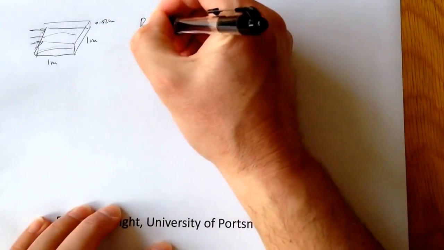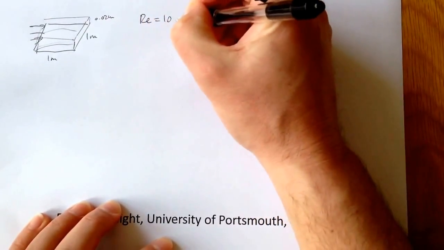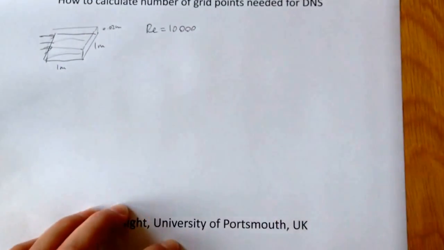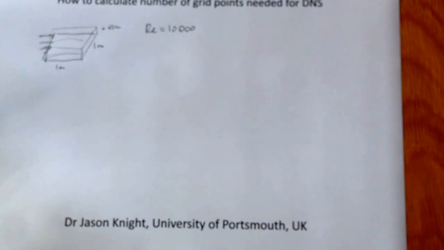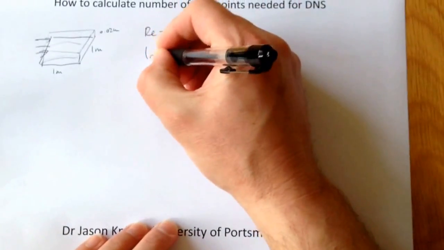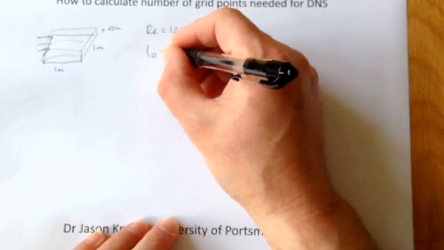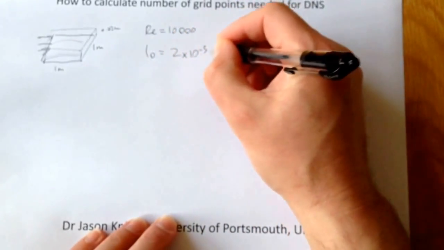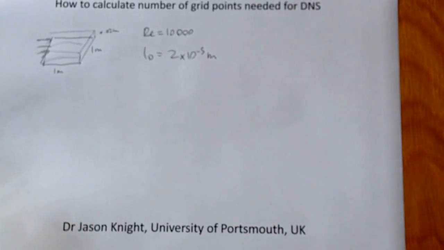Let's say the Reynolds number is 10,000 according to this length scale and the flow speed, to give us this 2 centimeter thick boundary layer. That results in a Kolmogorov scale, which we calculated in another clip, equal to 2 times 10 to the minus 5 meters. So this is the scale that we need to resolve.